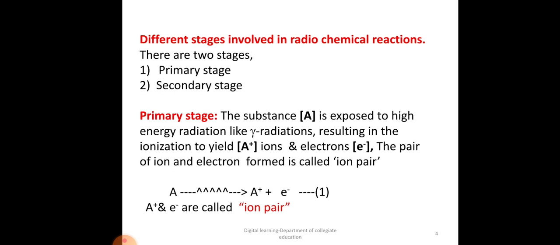Different stages involved in radiochemical reactions. There are two stages, primary stage and secondary stage. Primary stage: the substance A is exposed to high energy radiation like gamma radiations, resulting in the ionization to yield A plus ions and electrons. The pair of ion and electron formed is called ion pair.